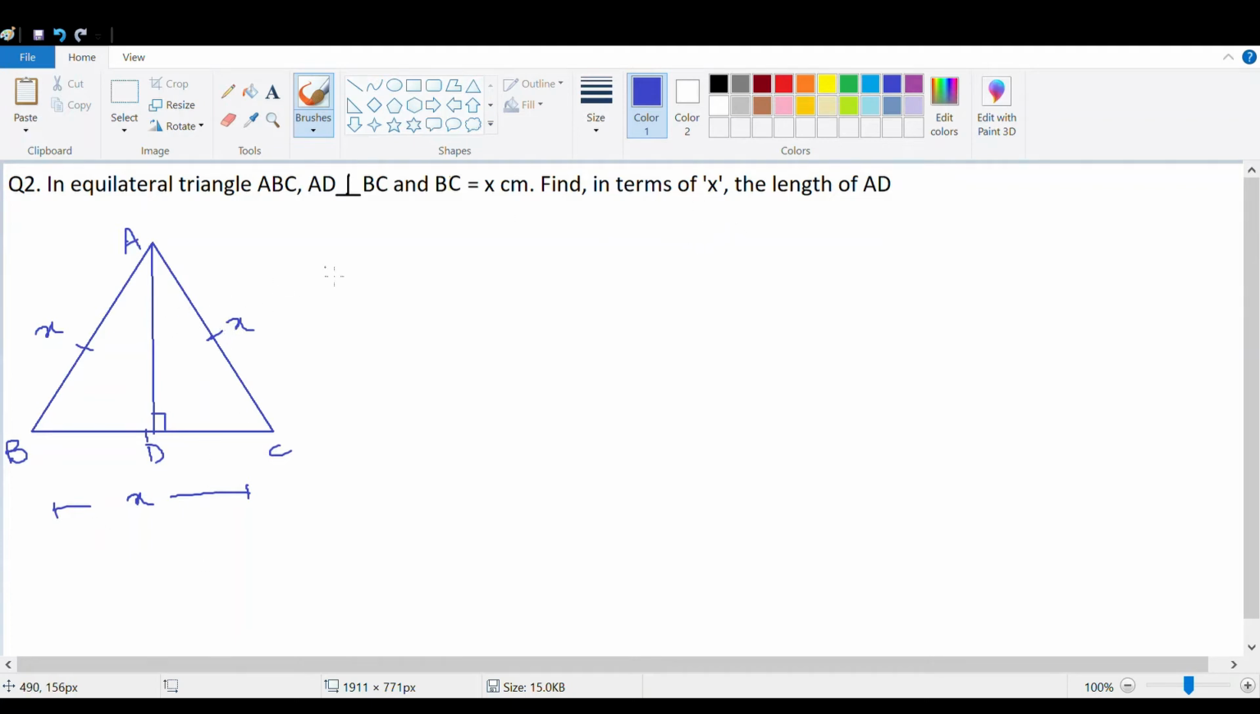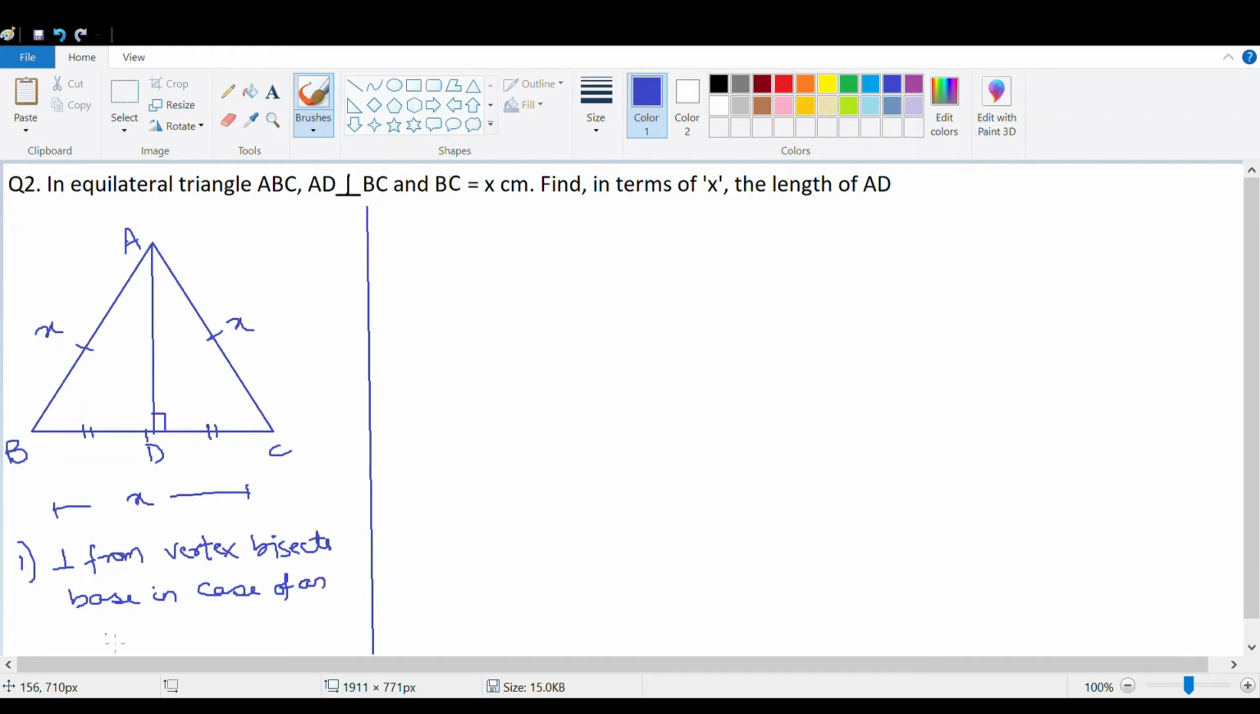Now we know the perpendicular from the vertex will bisect the base sides, which means BD and CD are equal. Let's just write that down. Point number 1. Perpendicular from vertex bisects base in case of an isosceles. In this case, it's not even isosceles, this is equilateral.